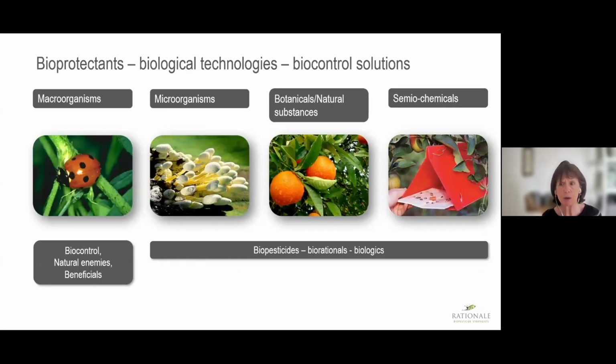The technologies I'm talking about, there's four categories broadly usually talked about. There's the macroorganisms, which are also called biocontrol, natural enemies, beneficials, microorganisms, then the botanicals, natural substances, and semiochemicals. Now, these last three categories are generally what are thought of as biopesticides. They may also be called biorationals, biologicals. There's no global definition for these technologies, so you'll see these names and words used interchangeably.